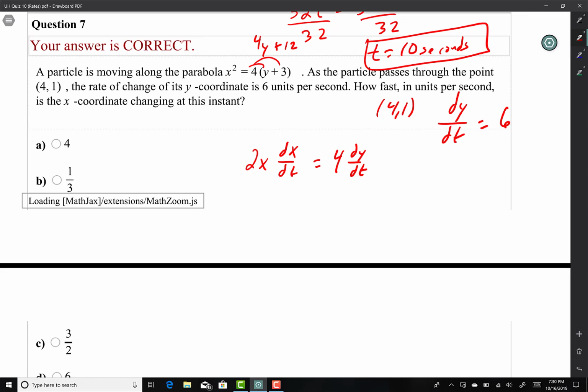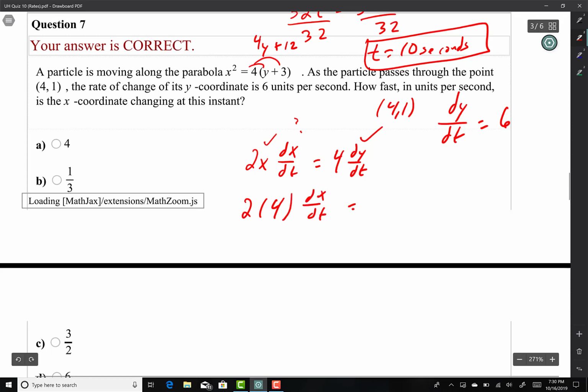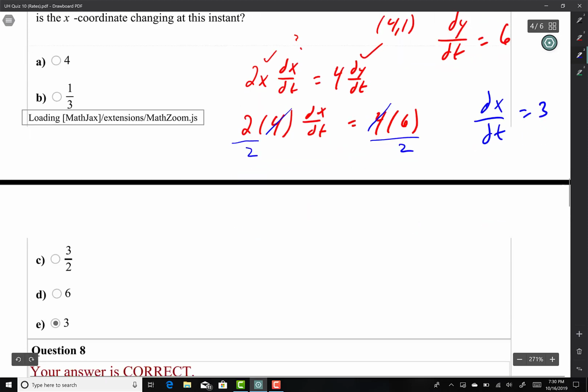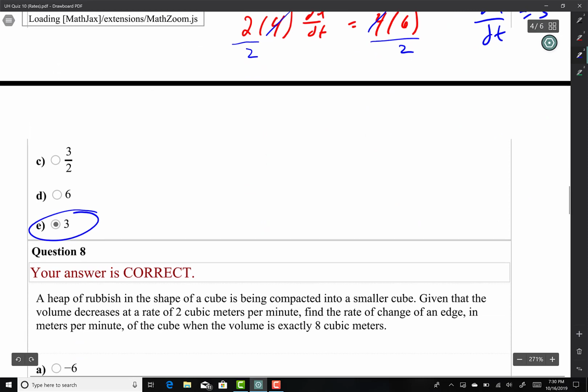All right, so continuing. We already have dy dt. We're looking for dx dt. We don't have that just yet. And we have an x value and we have a y value. We don't need the y value, so now it just becomes algebra. So I'm going to write 2 times 4 times dx dt, which is what I'm looking for, equals 4 times 6. So to make life easier, I'm just going to cancel these 4's. Divide by 2, divide by 2. 6 divided by 2 is 3. So I'm going to start looking for an answer of 3. And there it is.